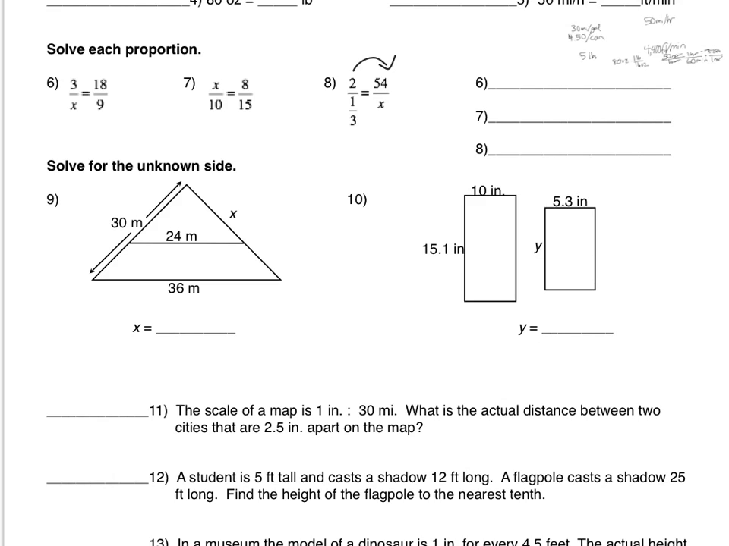2 to 24 is times 27. So I know in my head 1/3 of 27 is 9. So for number 8, x is equal to 9.